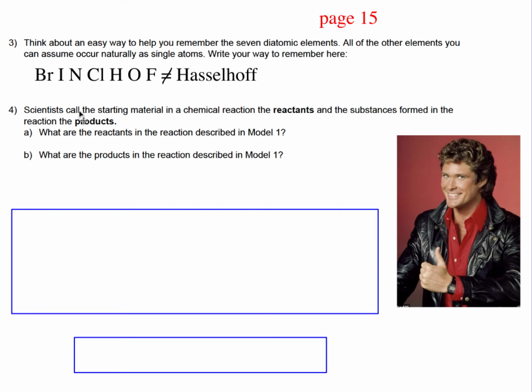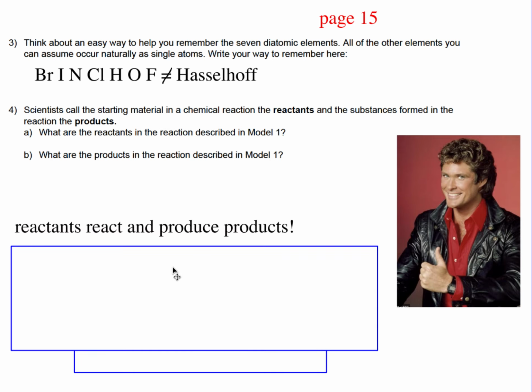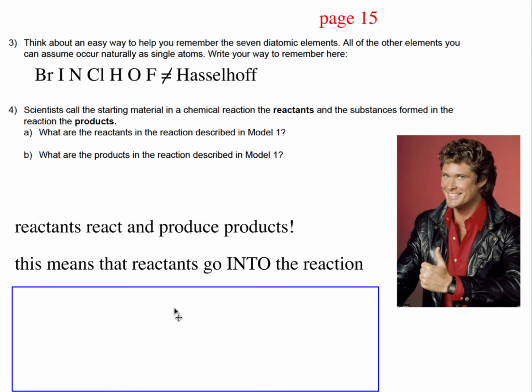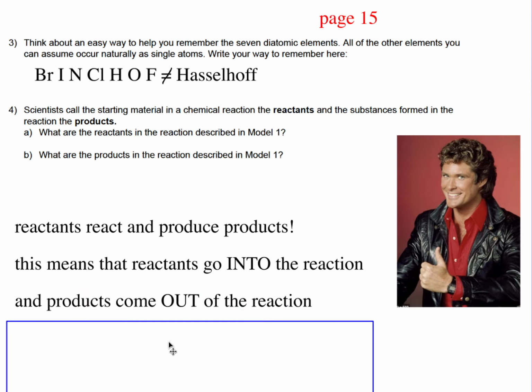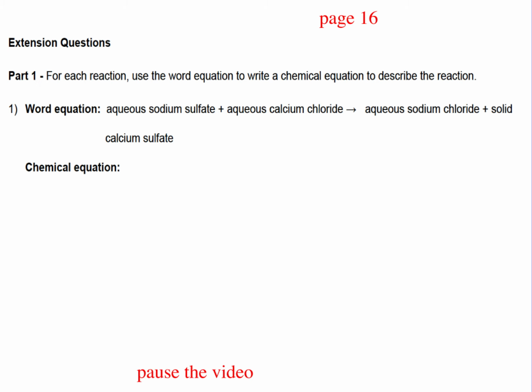All right, so scientists starting, we talked about reactants and products. So if you look at page 15, what are the reactants? You should have this answered in your book. But just as a review, reactants are what go into the reaction and they produce products. So reactants react and produce products, right? So reactants go into the arrow or into the reaction, and products come out of the reaction.